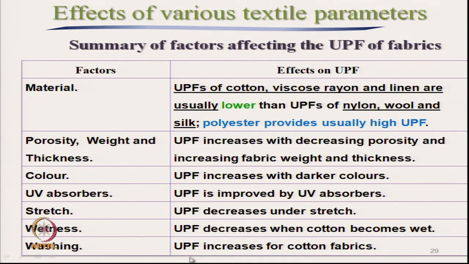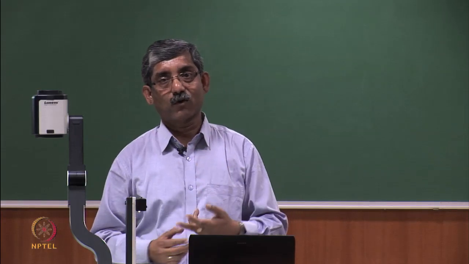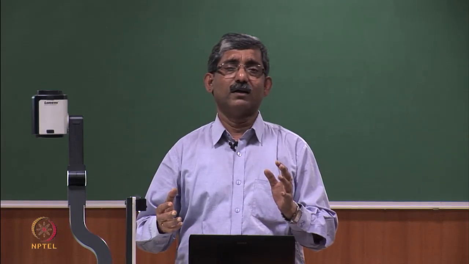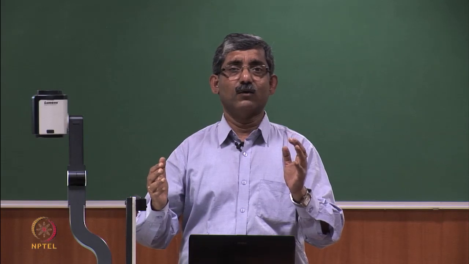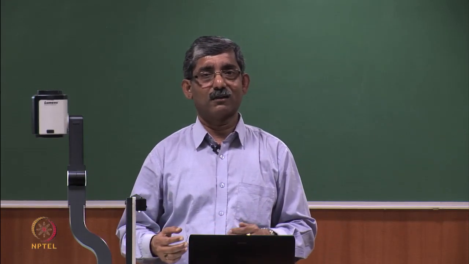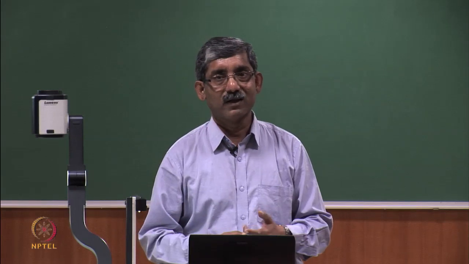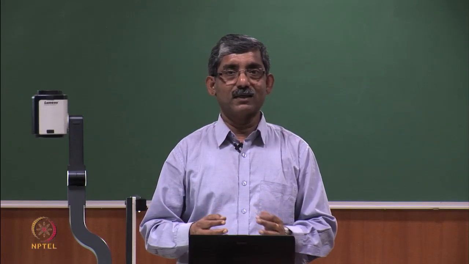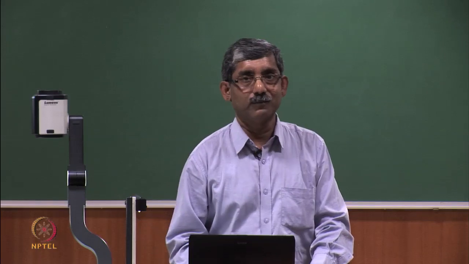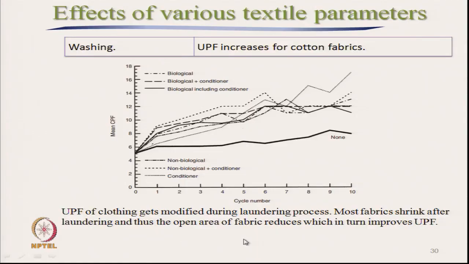And for different washing, UPF was found to be increasing, particularly for cotton. The reason is that once we wash, the fabric gets shrunk and its compactness increases the UPF value. So, this diagram shows that as the number of washing cycles increases, UPF increases. Okay.